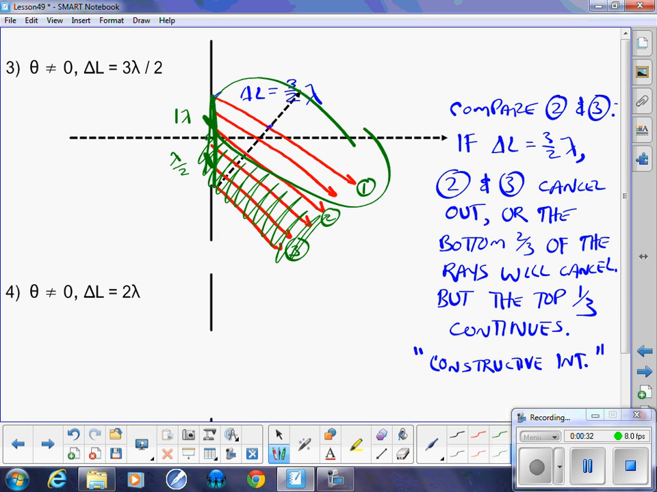So that's why the intensity decreases when you move outside, because only 1/3 of the light waves are not being taken out of the equation here. 2/3 of them are experiencing destructive interference. So it's still a situation of constructive interference. It's just less light waves are available to do this.